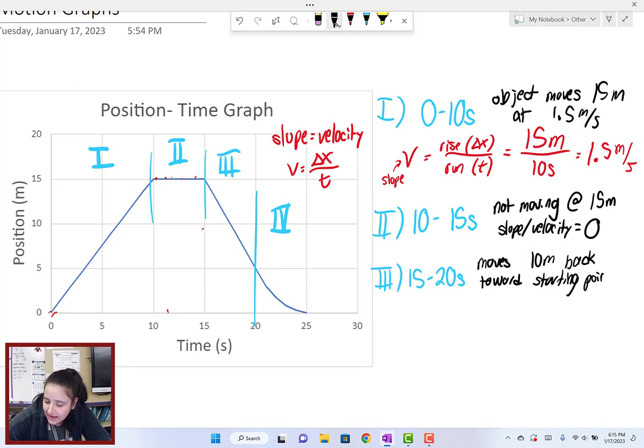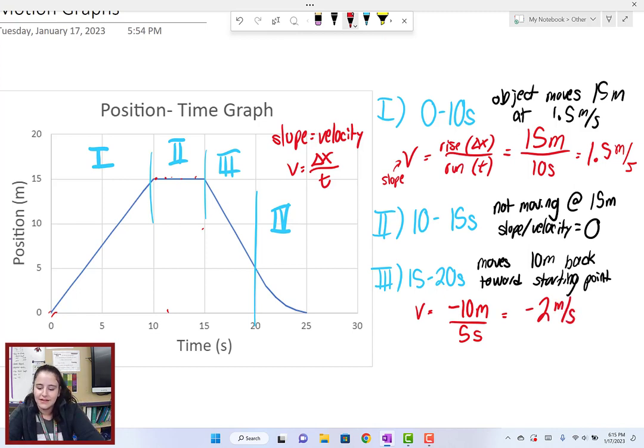And let's go ahead and calculate the slope, aka the velocity. Okay, so it is down. So we're actually going to have negative 10 meters over that 5 seconds. So negative 2 meters per second. And again, remember the negative sign, all that means is the direction. Negative sign just means the direction on the velocity, which makes sense.